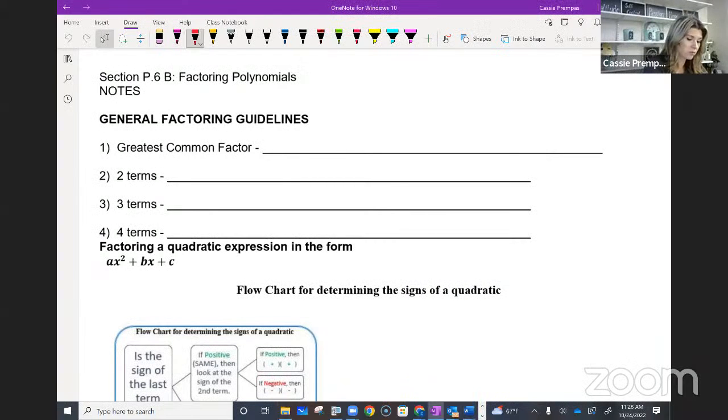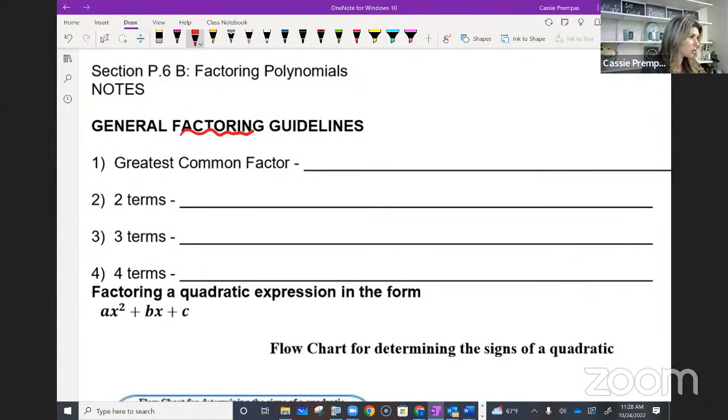And dive in. We're continuing with factoring. Remember, no matter how many terms you have, you want to look for a GCF first. So greatest common factor, look for this first. And that's true even in today's lesson.